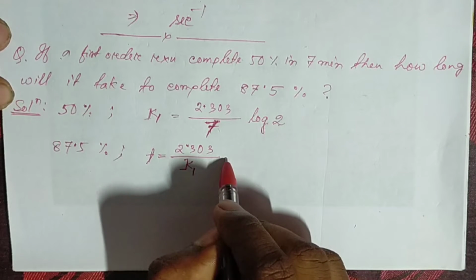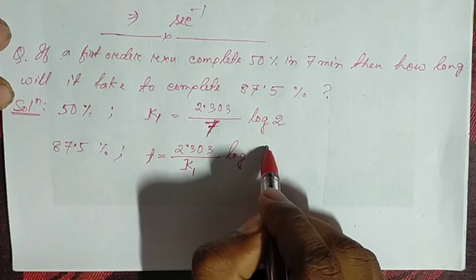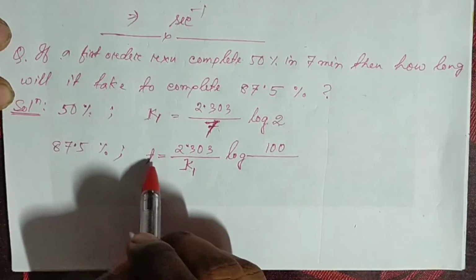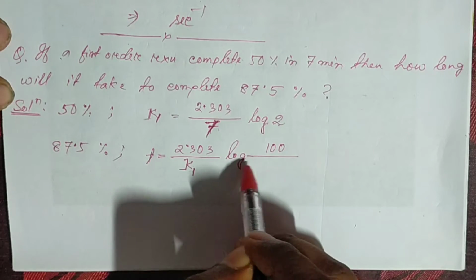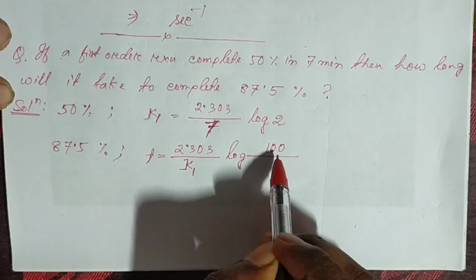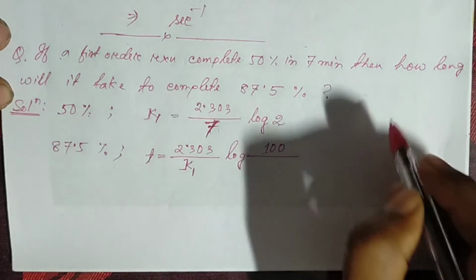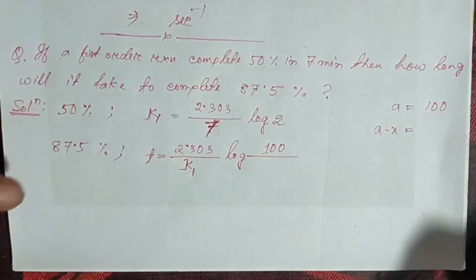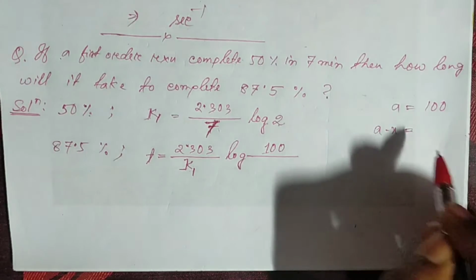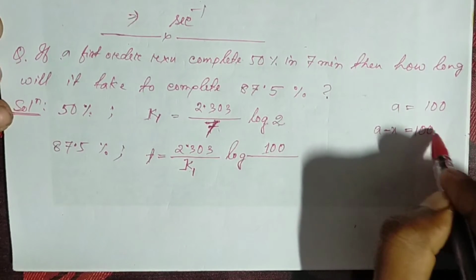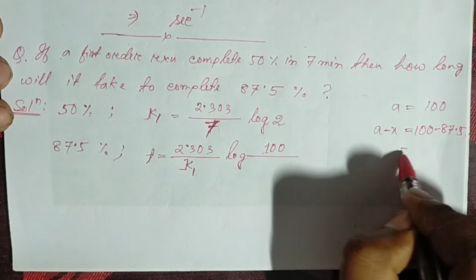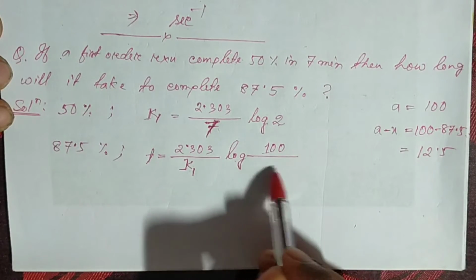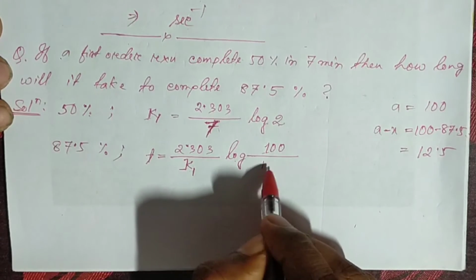So it will be log 100. As we know, t is equal to 2.303 by k log a by a minus x. Here we consider a is 100, and a minus x when 87.5% is completed is 100 minus 87.5, so it will be 12.5. So we write log a by a minus x, where a is 100 and a minus x is 12.5.